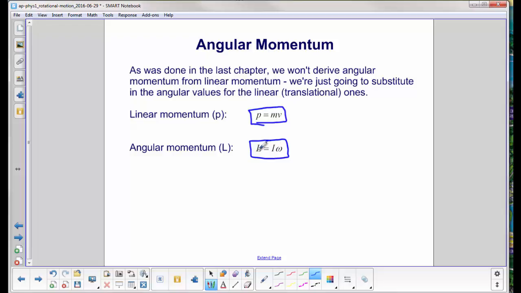Not sure where the L came from. Maybe they took the L out of angular. I don't know. But in any case, L, angular momentum, is equal to I times omega.